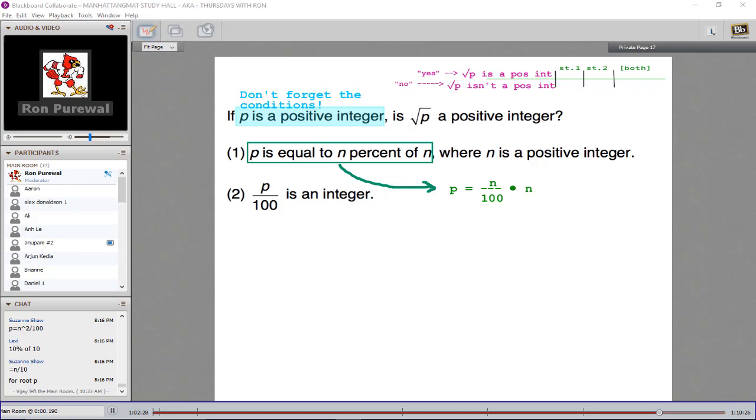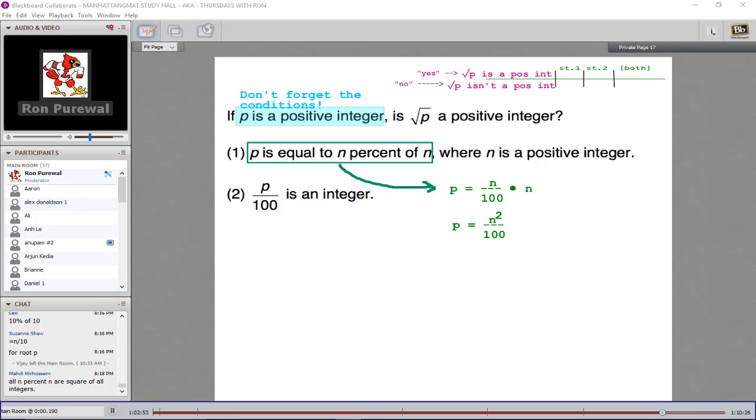So P is n squared over 100. And remember that this also has to be an integer. And so is n. N is an integer.